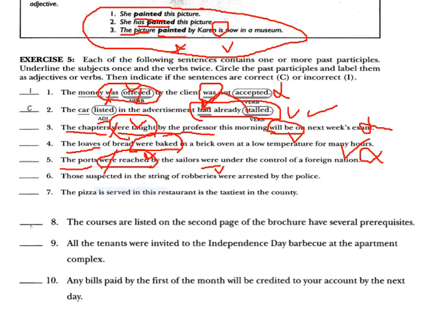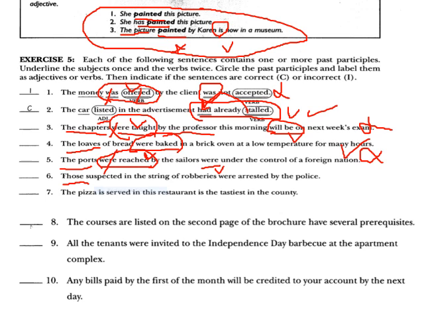Number 6. Those suspected in the string of robberies were arrested by the police. Okay, those is the subject. Suspected is a past participle that came without have and without be. So it is an adjective. Those suspected, the ones suspected, so suspected came as an adjective for those.